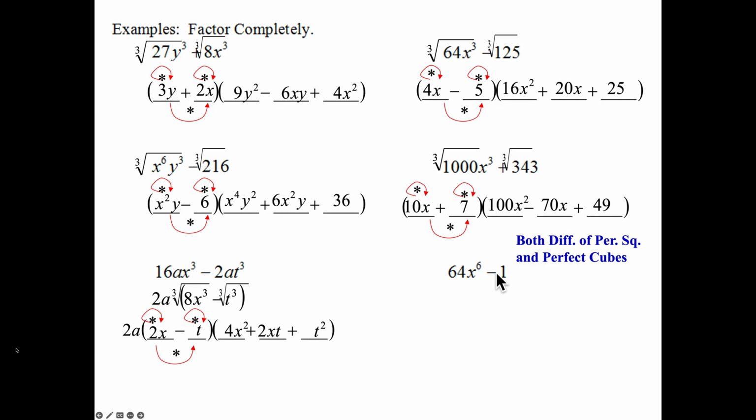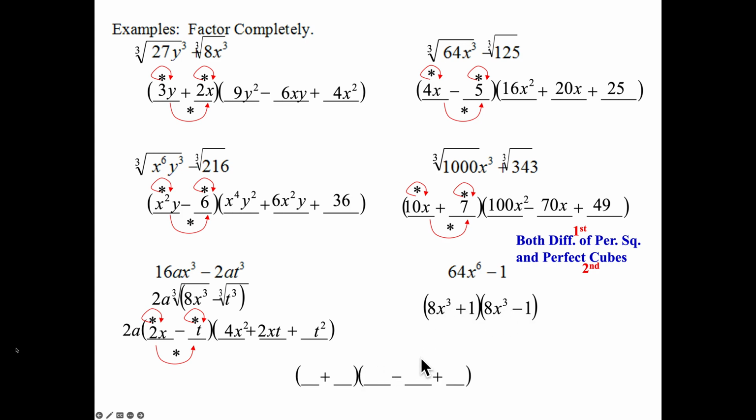So when we run into something like this, anytime you see an x to the 6th with a 64 and a 1, you always do the difference of perfect squares first, perfect cube second, because this trinomial doesn't factor. So we don't want to get stuck trying to figure out how to factor this into two trinomials when it's not going to. All right, so difference of perfect squares. Square root of 64 is 8. Square root of x to the 6 is x cubed. Square root of 1 is 1. 1 plus, 1 minus.